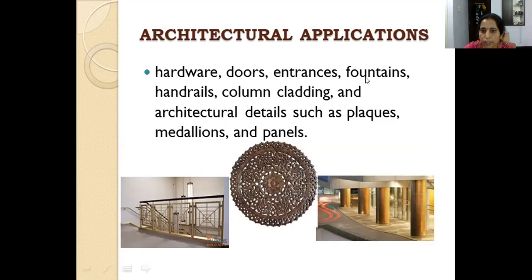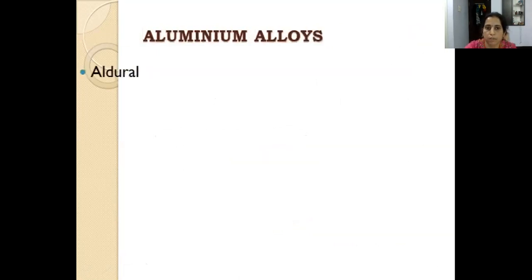Since it is decorative, it is used in fountains, column cladding, and architectural details like medallions and paneling. Medallions are the things which are put on the walls. Even on the exteriors of buildings, you can see some structures made of bronze. So in architecture, they are used for hardware and for decorative purposes, such as cladding, fountains, medallions, panels, etc. Next we'll move on to the alloys of aluminum.